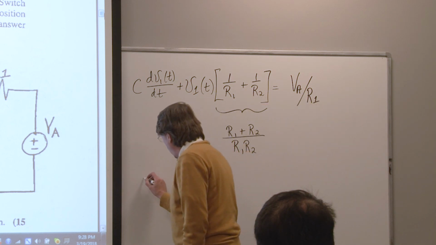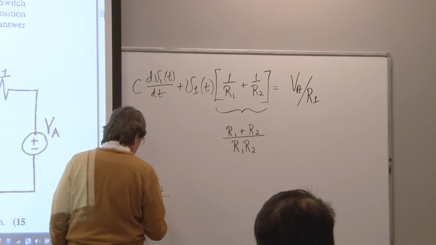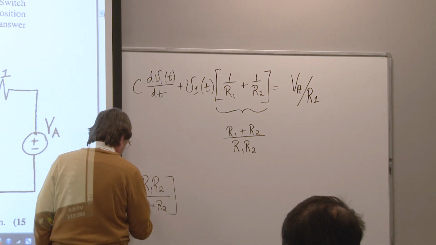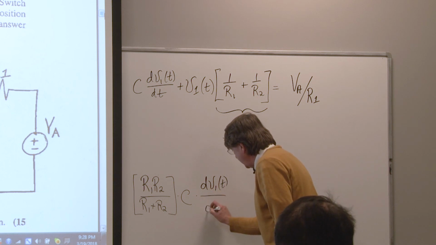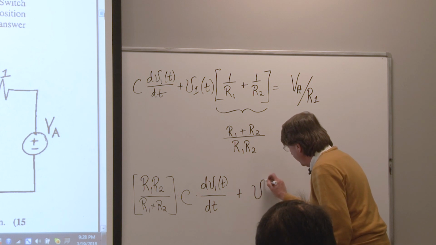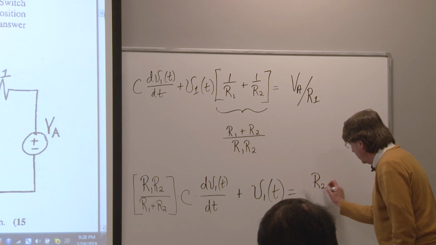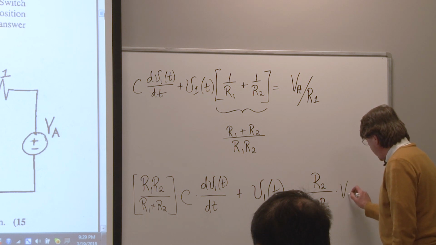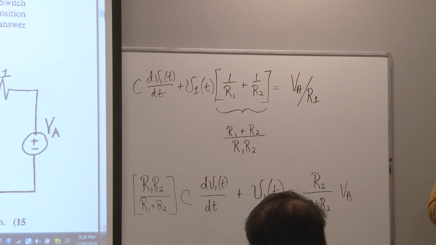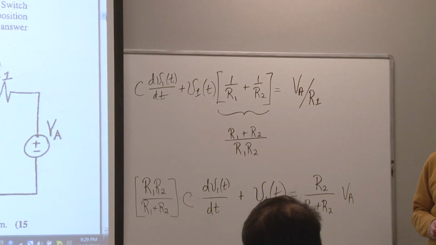So multiplying by the reciprocal, what I get is R1 R2 over R1 plus R2 times C times dV1 dt plus V1 of t. Now, don't forget the right-hand side. This then becomes R2 over R1 plus R2 times VA. This should be the answer to part A, which was write the first order differential equation in standard form for V1 of t for t greater than 0. I think we've done it.